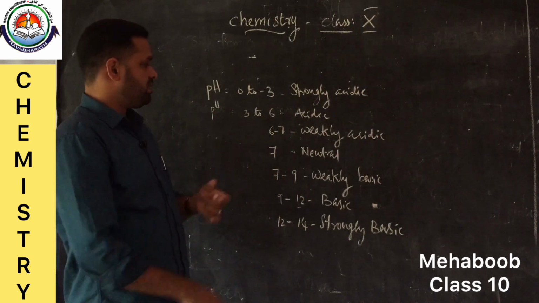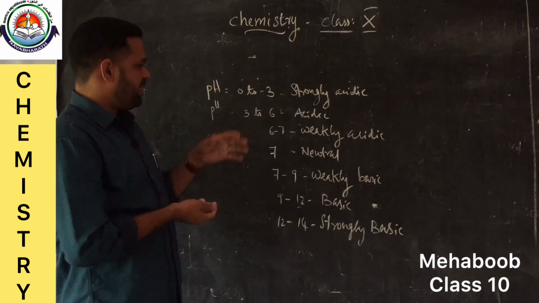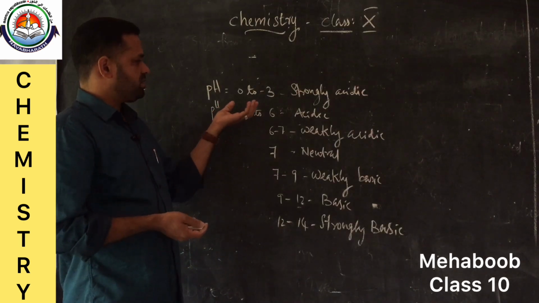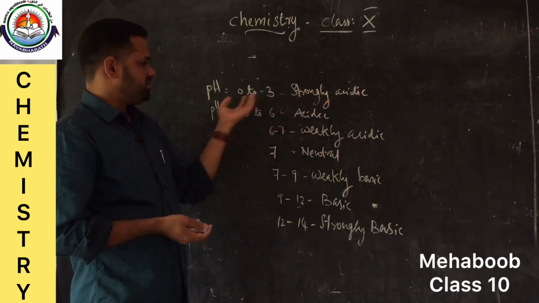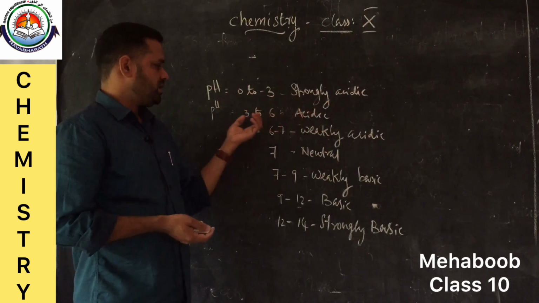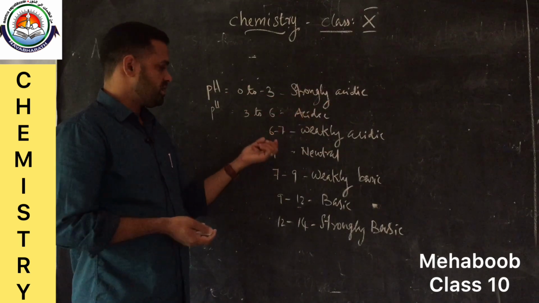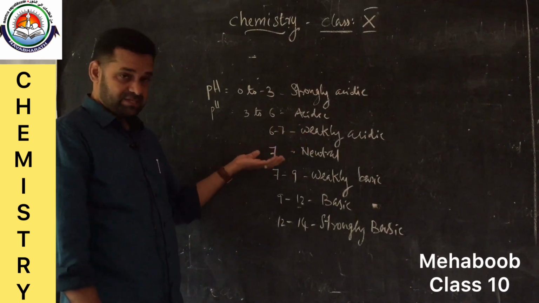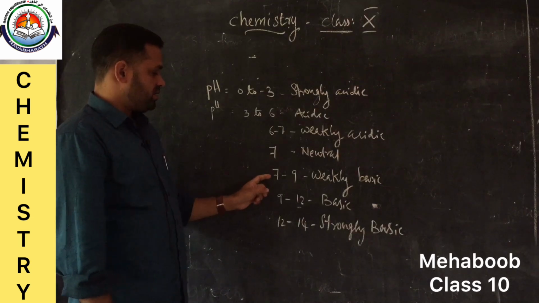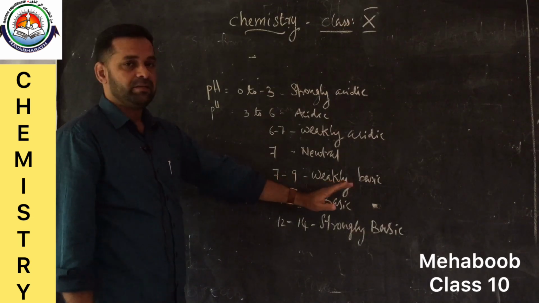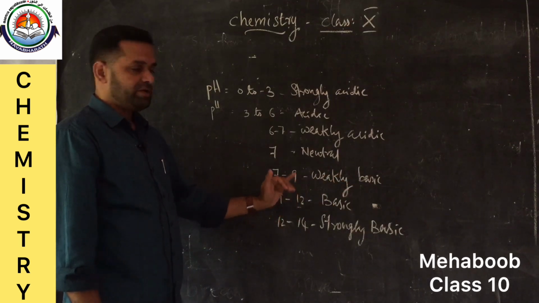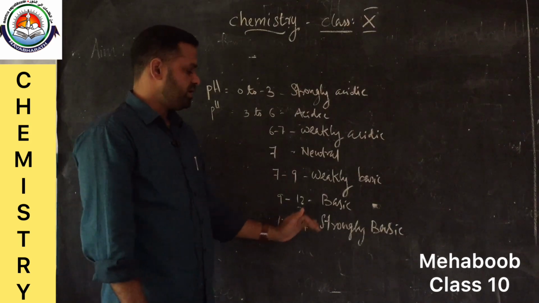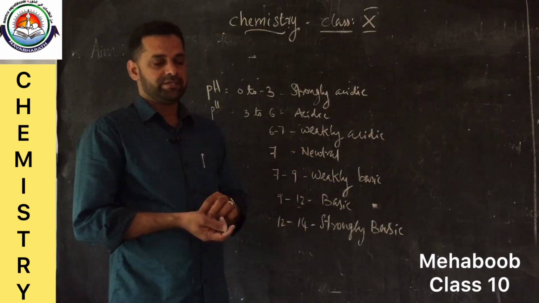As the value of pH changes, the nature changes. If it is 0 to 3, it is strongly acidic. If it is 3 to 6, it is acidic in nature. If it is 6 to 7, it is weakly acidic in nature. If it is 7, it is neutral. And if 7 to 9, it is weakly basic in nature. And 9 to 12, it is basic. And 12 to 14, it is strongly basic in nature.